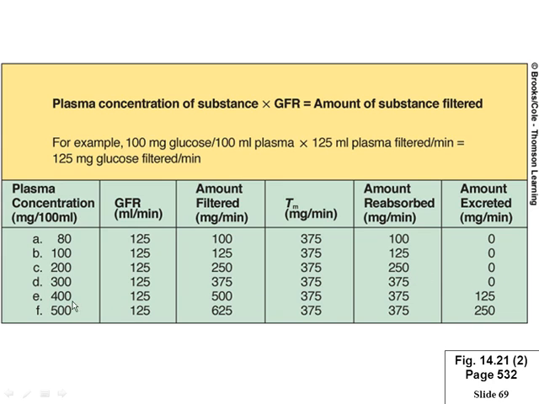But what if I go up to the 400? That means I'm pushing 500 pieces of sugar into my filtrate every minute. Can I catch all of it? Not possible. So I'm going to see about 125 milligrams per minute of sugar pushed out into my urine.